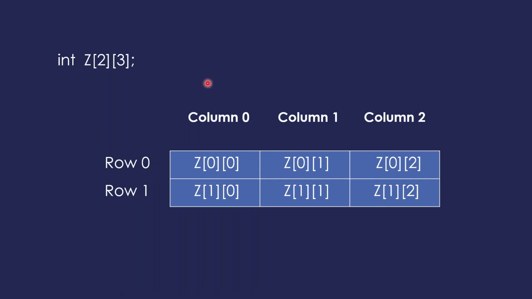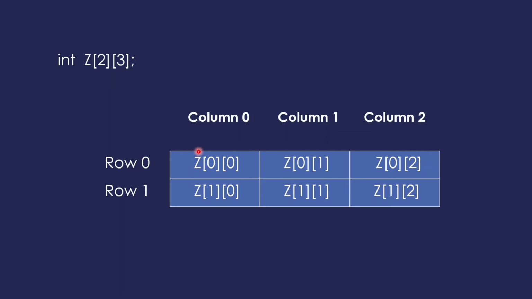Consider our two-dimensional array as a table with rows and columns. This is our array Z. Z has 2 rows and 3 columns. But as earlier, when indexing, we have to start with 0. So the first row will be row 0, the second row will be row 1, and the same thing applies to the columns. The first column will be 0, the second column will be 1, the third column will be 2.